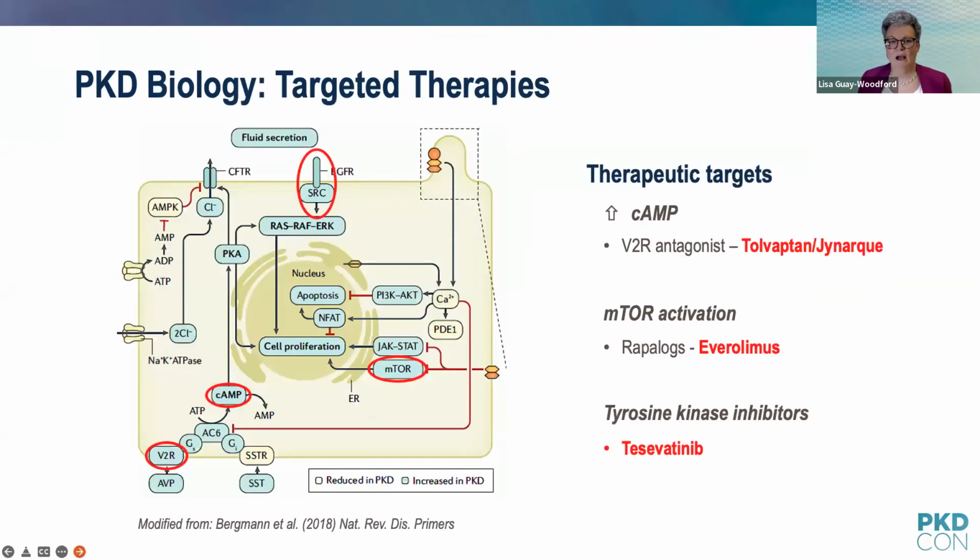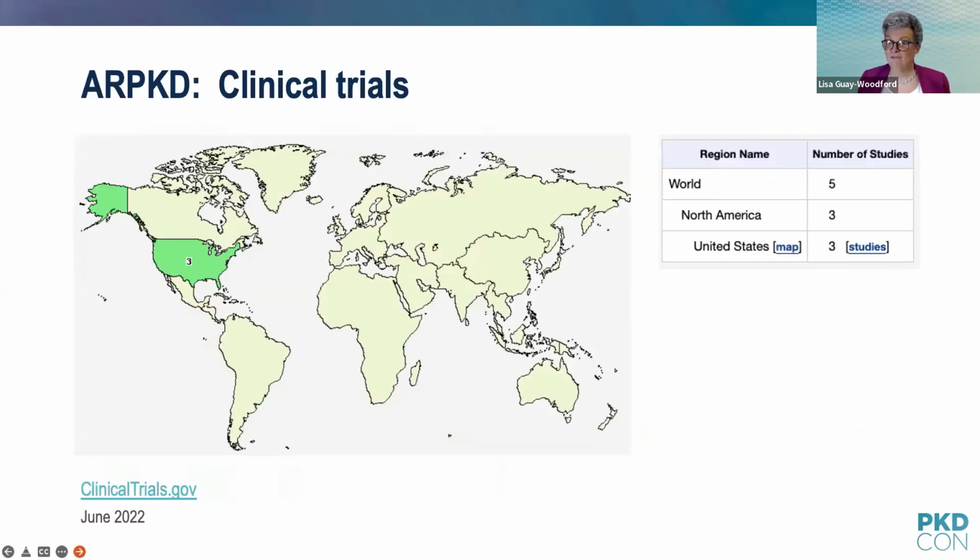When we think about the biology, there are remarkable similarities in this cell signaling diagram between what goes wrong in ARPKD and what goes wrong in ADPKD. So many of these same agents, theoretically, could potentially be useful in managing children with ARPKD. The problem is, right now there are only 3 current clinical trials, and soon there will be 5 clinical trials in ARPKD in the entire world.